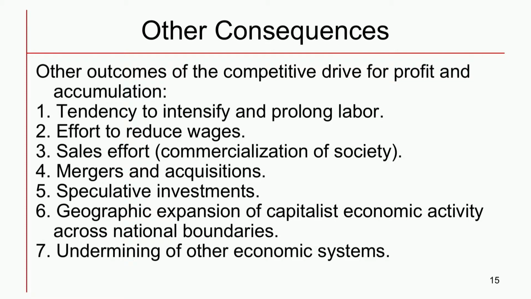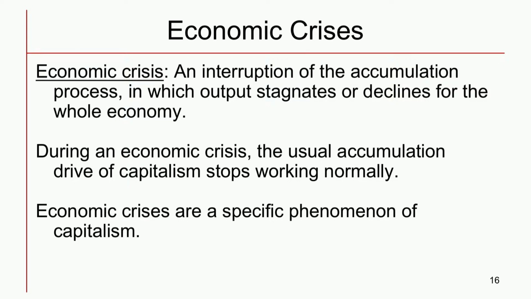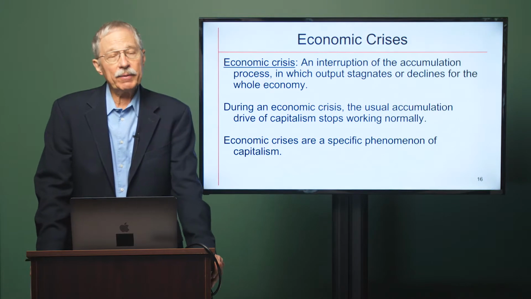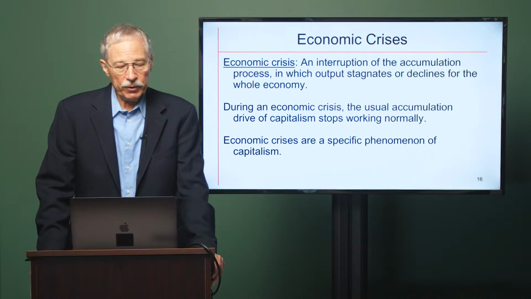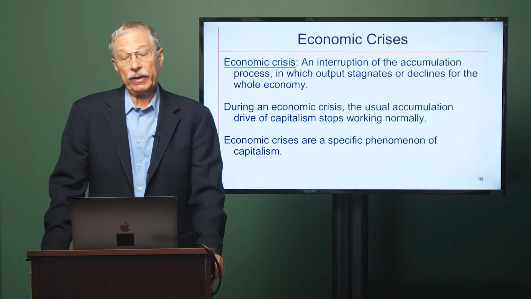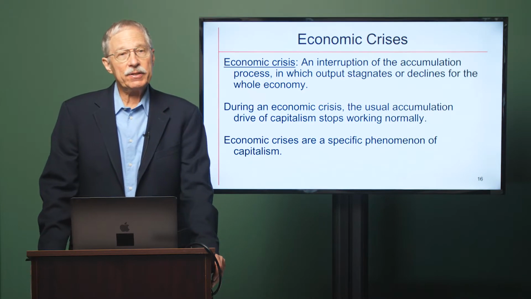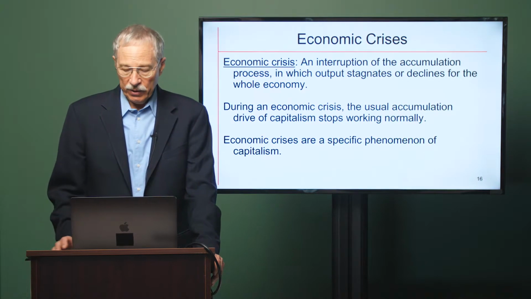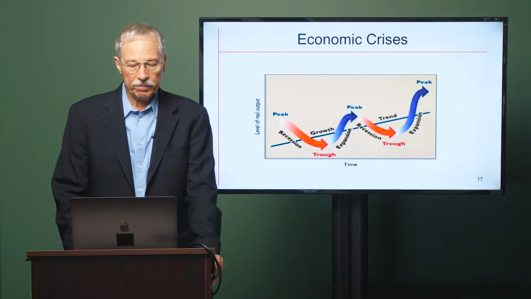The last topic I'll take up today related to the basic functioning of capitalism is the phenomenon of economic crises. An economic crisis is an interruption, a stoppage of the accumulation process in which output stagnates or declines for the whole economy. During an economic crisis, the usual accumulation drive of capitalism stops working normally. Economic crises are a specific phenomenon of the capitalist economic system.